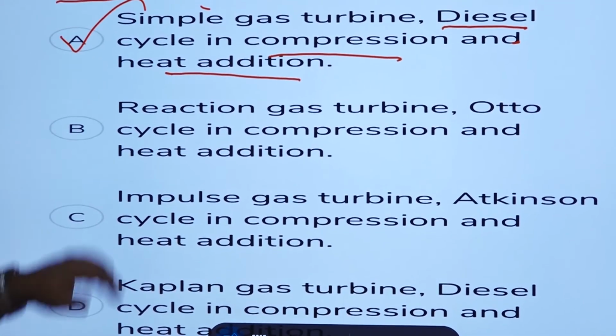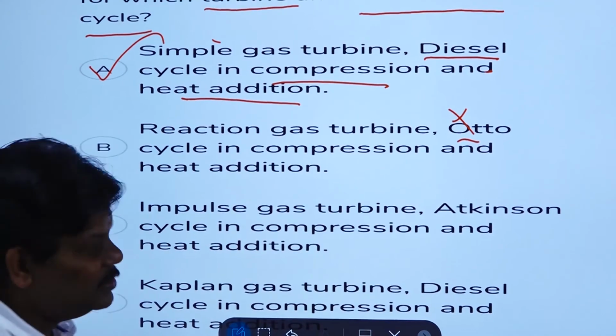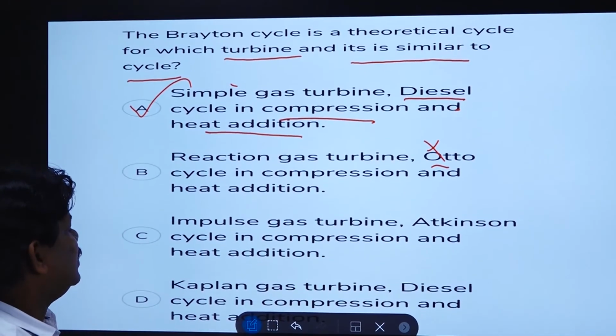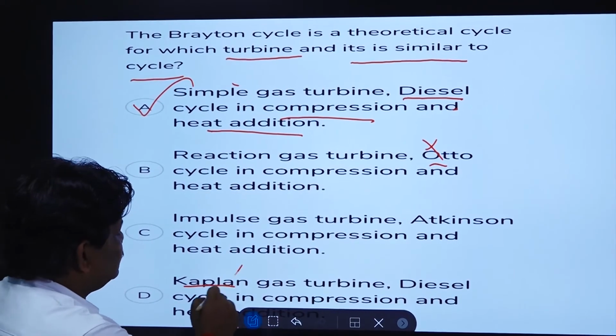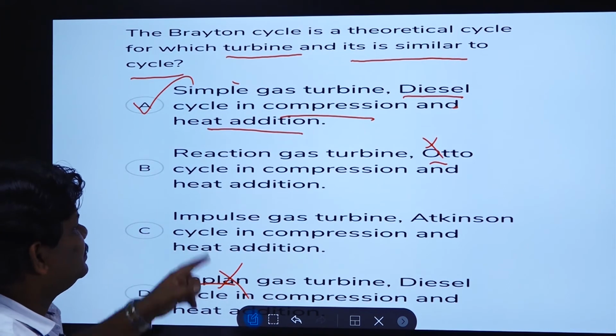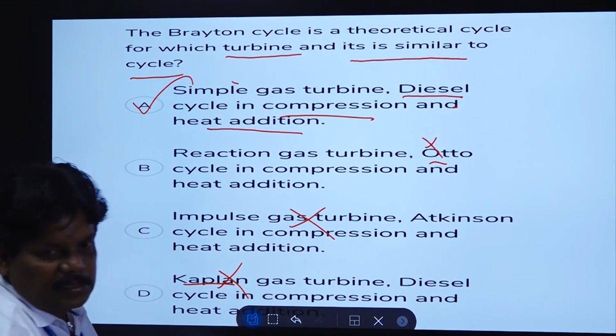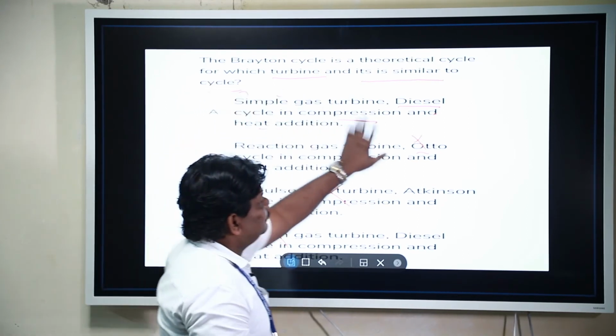Okay, so all these options: Otto cycle, constant volume. Okay, so here you have diesel cycle in compression and it is Kaplan gas turbine, so this is not there. Okay, then Atkinson cycle and impulse gas, so this is also not there. Okay, so the correct answer is A.